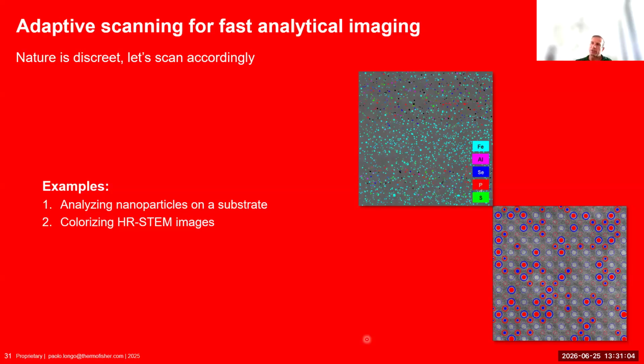The first example is analyzing nanoparticles on a substrate, and the second is to get high quality atomic images with the least amount of dose. So essentially get the best quality atomic analysis, in the case that I'm going to show you with EDS, with the least amount of dose.